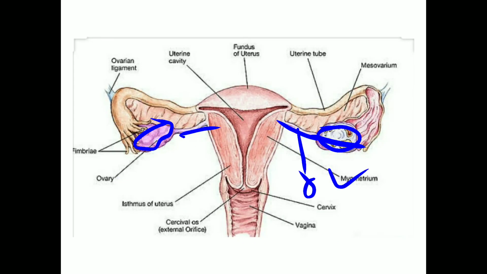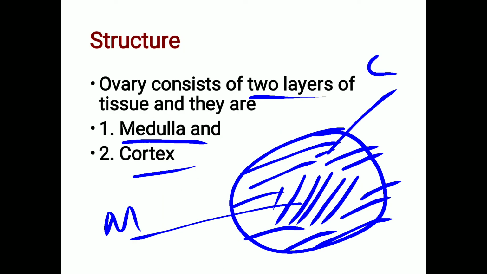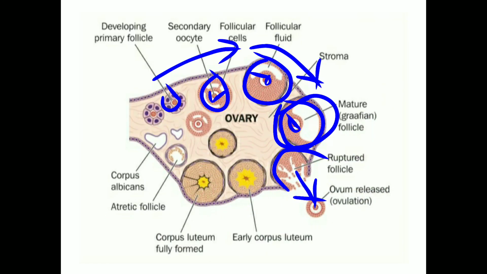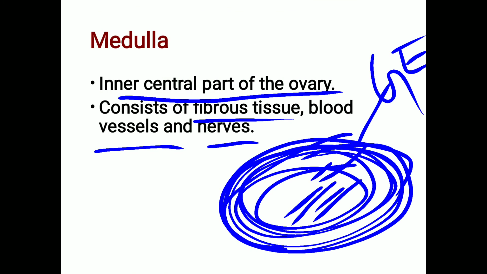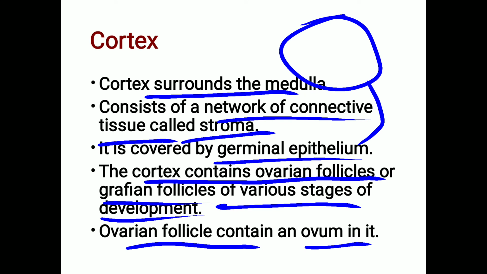and 1 centimeter thick. Then we have seen its structure, which is divided into medulla at the center and cortex at the periphery. The cortex surrounds the medulla and consists of a network of connective tissue called the stroma. In that stroma, there are Graafian follicles or ovarian follicles of various stages of development, and this cortex is covered by germinal epithelium. Each ovarian follicle contains an ovum within it.